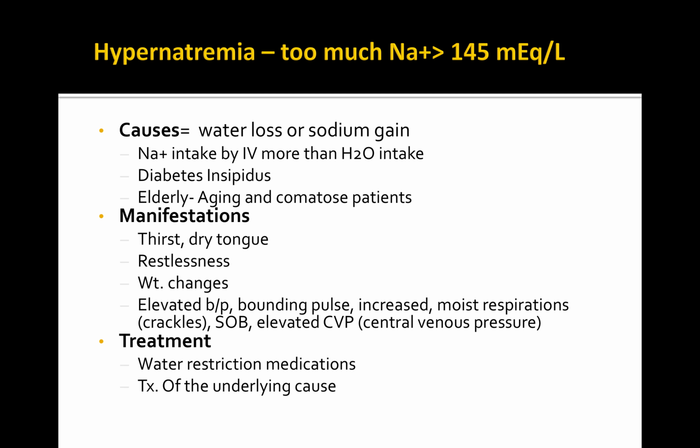So hypernatremia, what is that? Hyper, Na is sodium in the blood. We have too much sodium in the blood. Remember the normal value is 135 to 145. It's greater than 145. The causes of too much sodium in the blood is water loss, or we have too much sodium gain. Sodium intake by IV can be more than the water intake if we're giving them too much sodium in an IV.